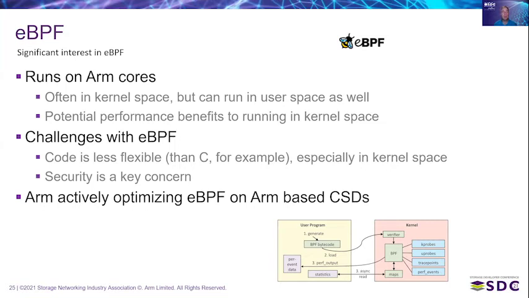ARM cores. It can certainly run in kernel space, and this is why you would need that ability to run Linux, or at least the Linux kernel, for running eBPF. You certainly can run it in user space as well, but you're still going to need to have some kind of a high-level operating system with the MMU in order to be able to run that. We have done some performance measurements with eBPF running on various ARM cores, and we do see some benefits that are realized by having eBPF running in kernel space especially.